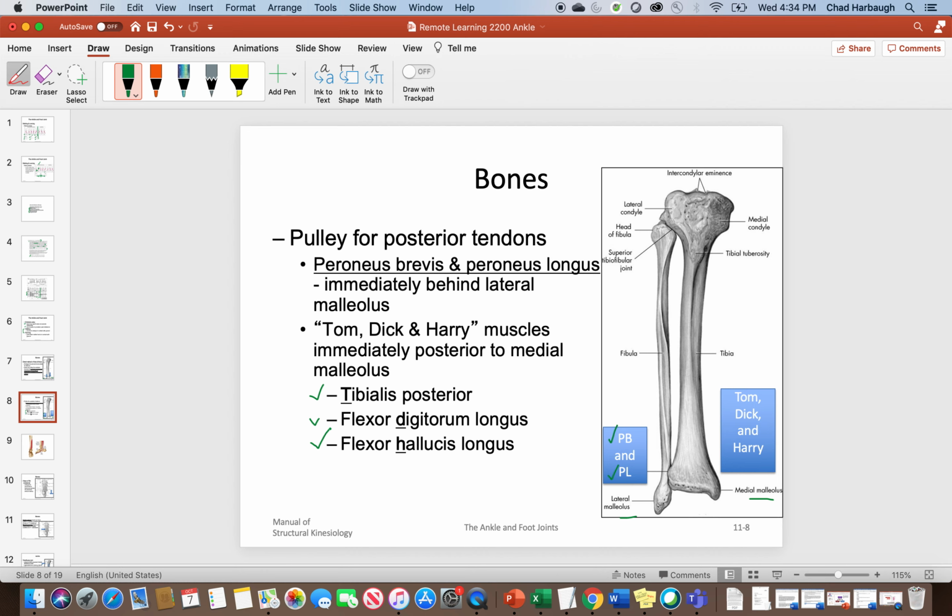And finally, the flexor hallucis longus. When you look at hallucis, it means big toe. And this one is going to be flexing the big toe. And of course, the big toe would be the strongest of the 5 toes in the foot. And having that mechanical advantage allows for the flexor hallucis longus to produce more power.